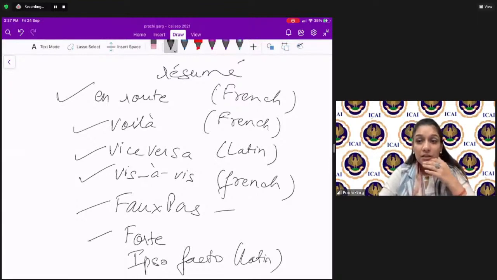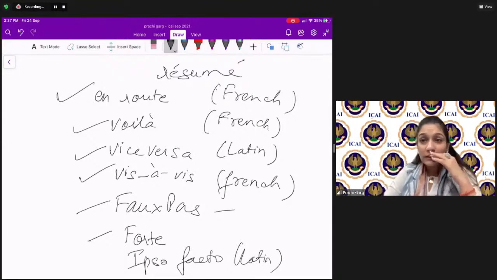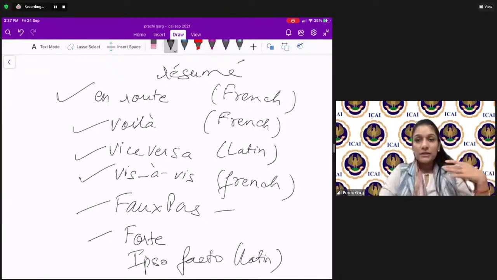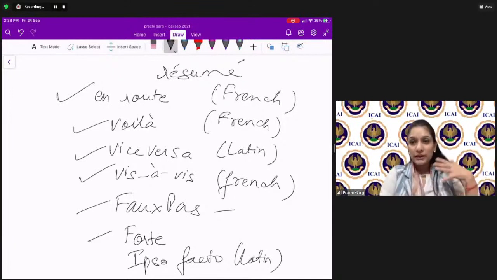En route means, Pankaj, on the way. No, faux pas is not embarrassing. It is something which is completely false. Forte is when you are strong at something. So when I say, teaching small kids is not my forte, I'm not very good at teaching small kids, very young kids. Himanshu, very good. This mere statement is just a faux pas. Very good.